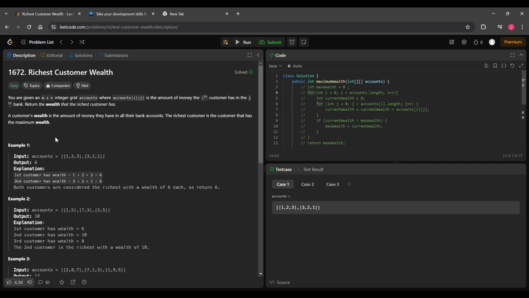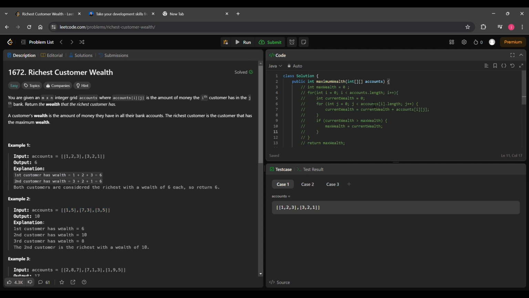The accounts.length tells the number of elements in the array. So in this accounts.length, there are two: this is the first customer and this is the second customer. So this makes accounts.length equal to 2. For this, there is 1, 2, 3, so for this, accounts.length is equal to 3. And we increment the value of i, i plus plus, by 1.